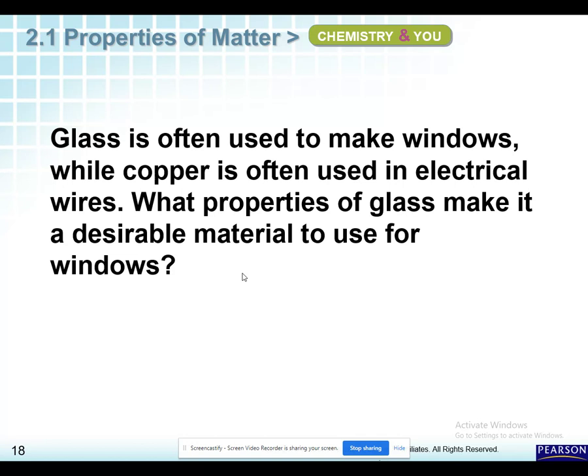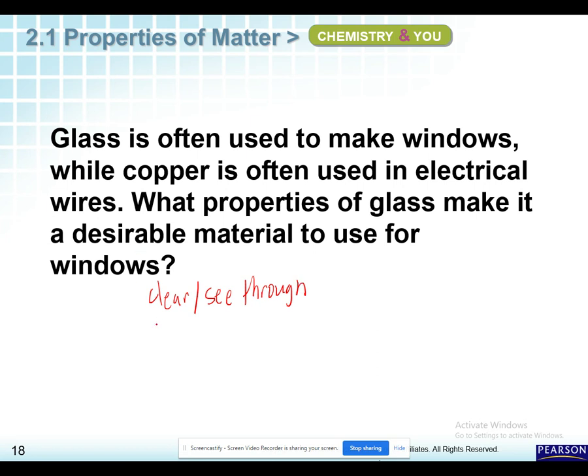So what properties of glass are desirable material to use for windows? So this goes back to our opening question. Why do we use glass? Well, my number one purpose, or the property I noticed, is that it is clear or see-through. What's the point of a window if you can't see through it? I want to see the outside world. I want to let some sunshine in.